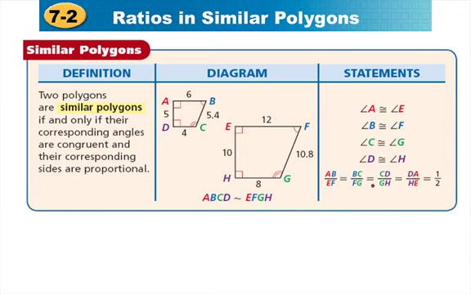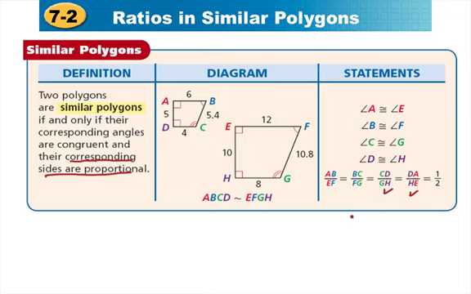Now, this is the corresponding sides are proportional part. Notice that I have AB over EF. If I take 6 over 12, I write a ratio, and it simplifies to 1 over 2. In the same manner, if I do BC over FG, I have 5.4 over 10.8. I simplify this fraction and I get 1/2. You should be able to follow how we get 1/2 for the other two as well, these two.